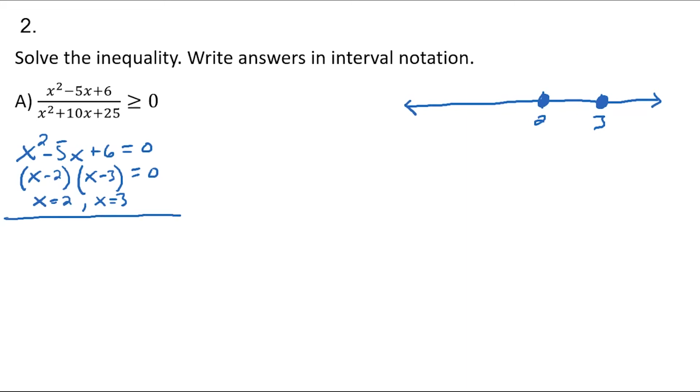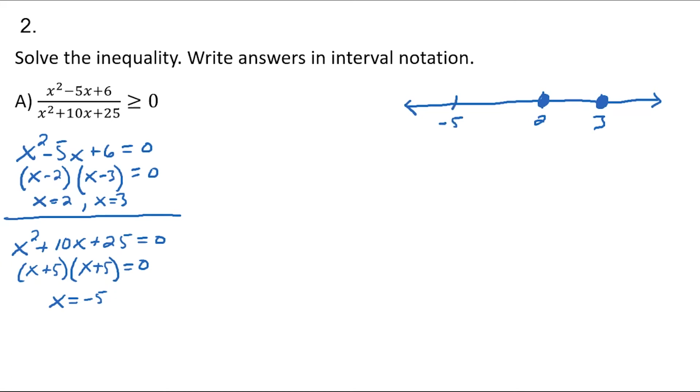All right. Now let's take a look at the bottom to find out what x values would cause the bottom to go to 0. x squared plus 10x plus 25 equal to 0. This factors out to be x plus 5 times x plus 5 equals 0. So x is just going to be equal to negative 5. That's our other critical value.